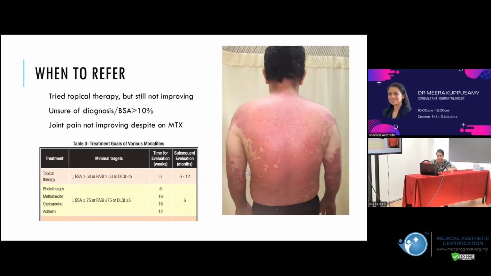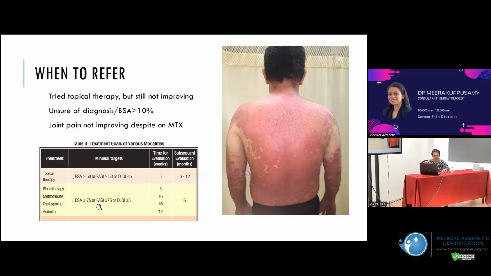So when to refer: when you try topical and it's not improving. This is one patient of mine. It's like almost the full body is covered. So a patient like this will need systemic treatment, cannot use topical already.